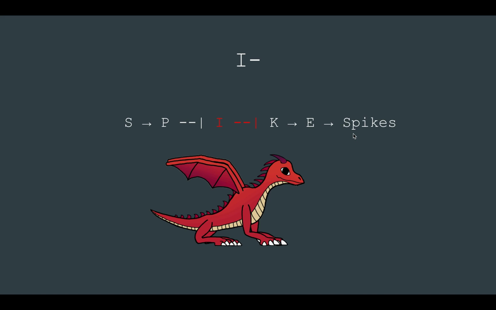In the I- strand, the spikes will be shown, as you can see here, and that is because there is no I to repress the K, so the K is free to activate the E, and the E is free to activate the spikes.